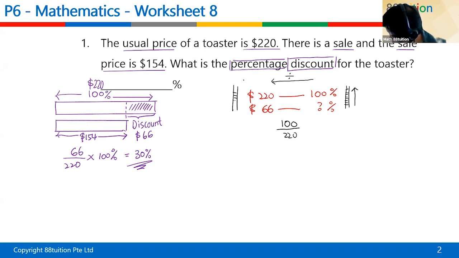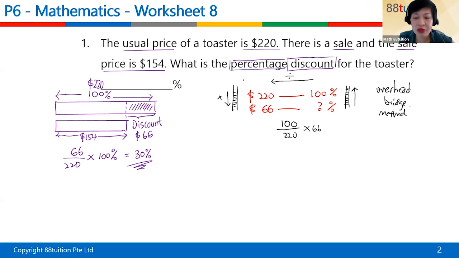220. Now, after crossing the overhead bridge, you get down to the ground level. So you multiply by 66. So when you go up, divide, come down is multiply. What do I call this? Overhead bridge method. Now, this one applies in many situations whereby you need to find the unknown using their ratio, equivalent ratio or equivalent units.